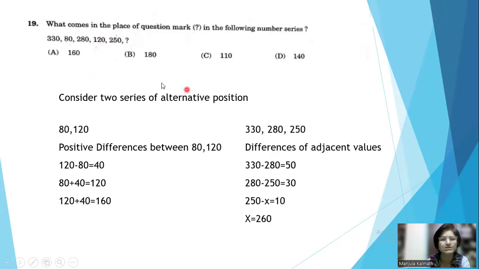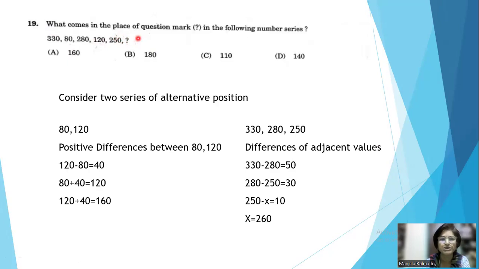We have to go for another series, that is 330, 280 as well as 250. In this, we have 330 minus 280, this is 50. And 280 minus 250, 30. Then next, in the same sequence, 50, 30, the difference is 20. Again 20 we have to reduce, so the difference required is 10. So 250 minus x equals 10. Then x equals how much here? 260 it comes. So the next number for this one is 260.